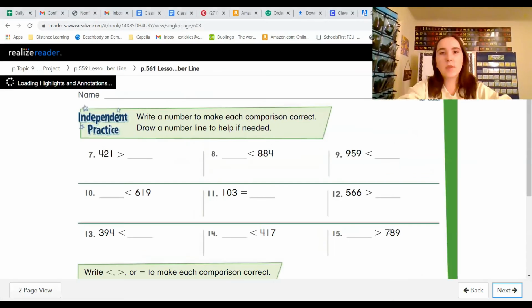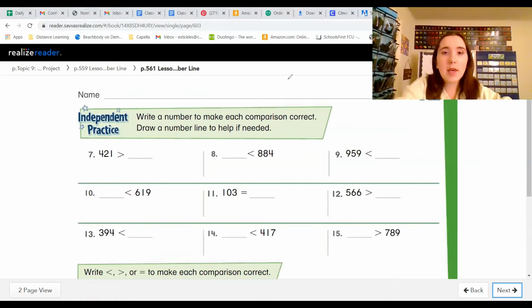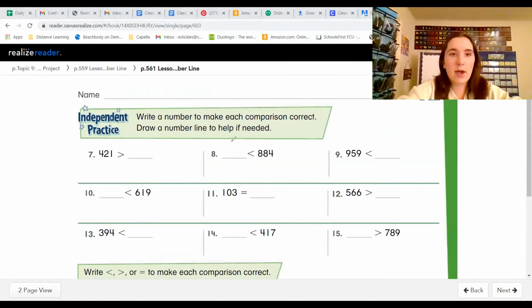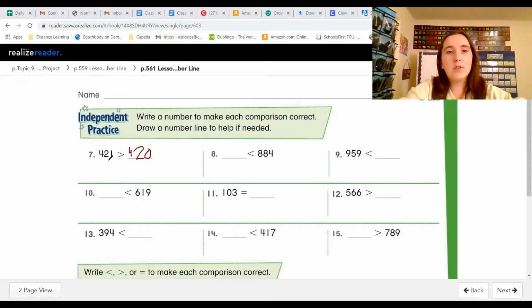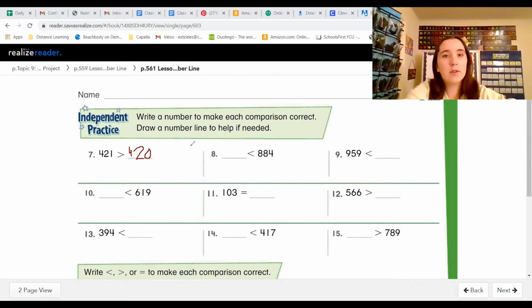Let's turn that page. Let's do number 7 together. So we're doing the same thing. We are writing a number that makes each comparison correct. Now, here's what number 7 says. 421 is greater than some number. So we just have to think of a number that is smaller than 421. Well, I could draw a number line and I could take away 1. I can also do it without drawing a number line. You can do it either way. So let's think, if I'm at 421 and I take one step back, if I take away 1, what number would I be at? 420. So we can read this, 421 is greater than 420, and that makes our comparison true.